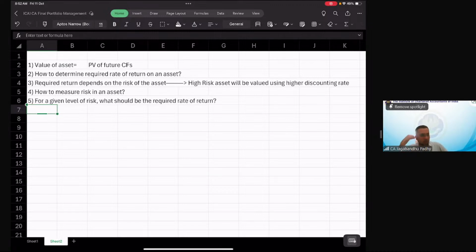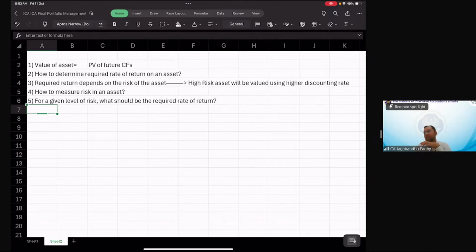Second thing, for a given level of risk. Now, suppose I give you some metric as risk. Now, for that given level of risk, how much is the rate of return that you need? That's what we want to know. What's the required rate of return? So two things we are going to answer in this particular topic. First is how to measure the risk. Second is, at a given level of risk, what should be your required rate of return?